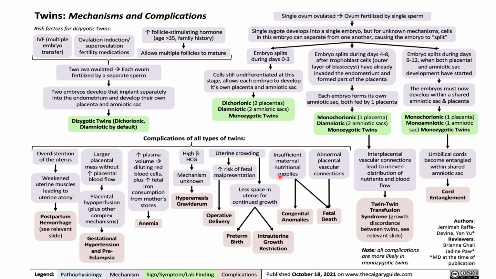Insufficient maternal nutrition and supplies, for example folic acid, will predispose these children to having congenital anomalies. In addition to that, when you have abnormal vascular connection, in addition to the insufficiency of the maternal supplies, it can lead to death.